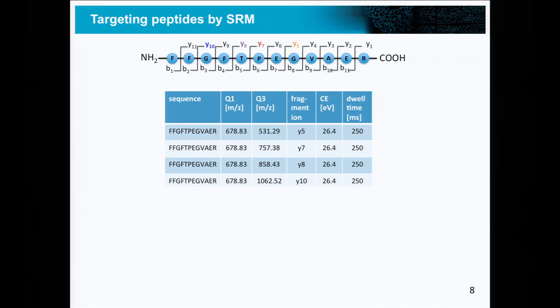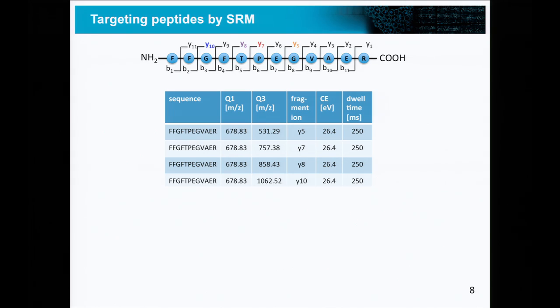So the first information that you must provide the instrument is this Q1 value. That's the precursor mass to charge ratio that you need to tell the instrument that this specific peptide has. And as peptides can be doubly or triply or quadruply charged, you need to know in advance what is the major charge state of this peptide, this target peptide.